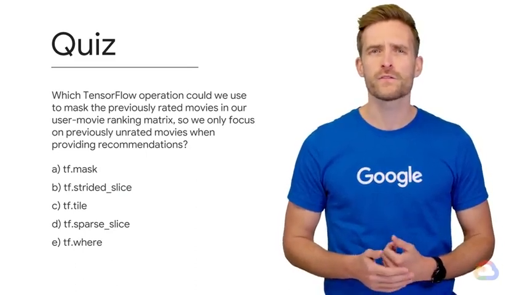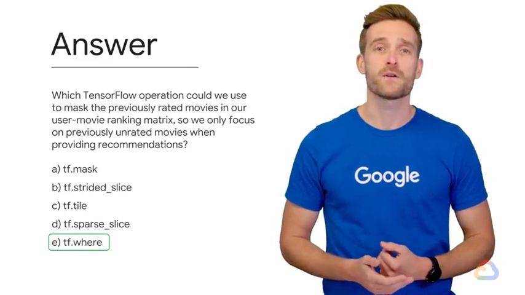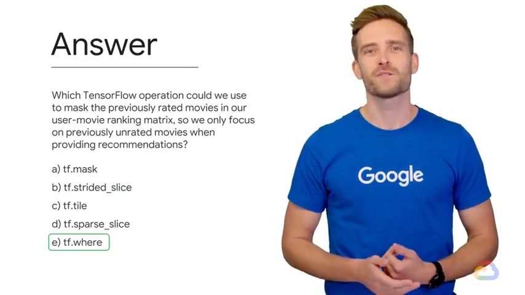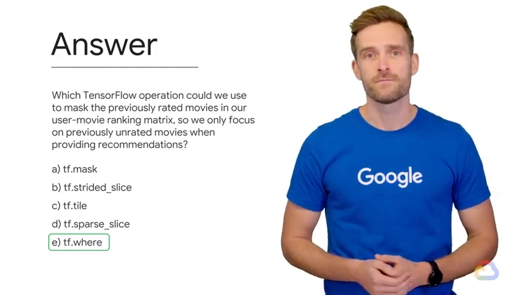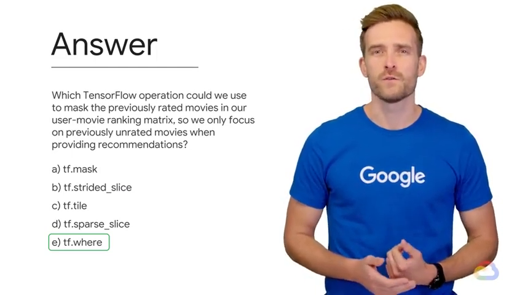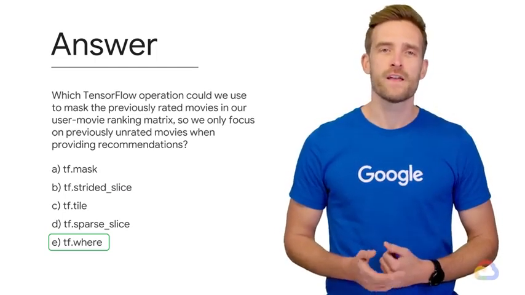Look through the TensorFlow documentation to see which operation you could use here. That's right. tf.where operates like NumPy's where operation. It returns elements based on the value of a condition. What condition would be used to mask out movies that do not have a rating? Think about it. We'll see the answer in the next slide.